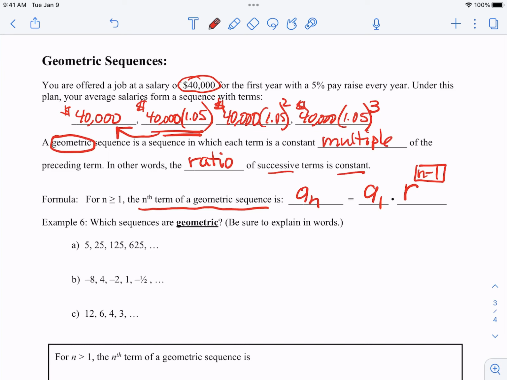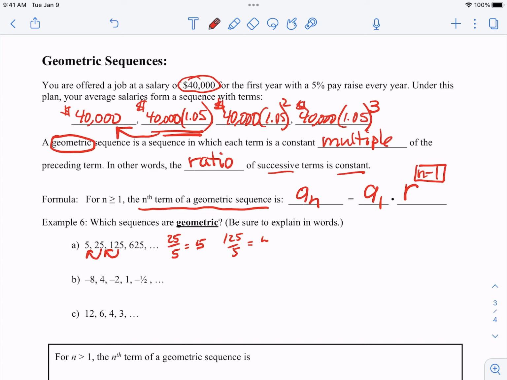We also need to be able to identify whether they're geometric or not. The quick way to figure that out is to find the common ratio, and the best way to do that is to divide. Take the next term and divide by the previous term, and that will give you your common ratio. So for the first 2 terms, the common ratio would be 5. For the second 2 terms, if you take 125 divided by 5, that gives you 5.